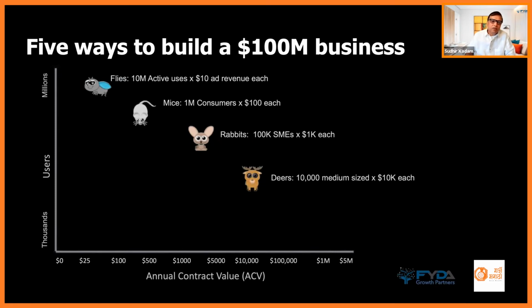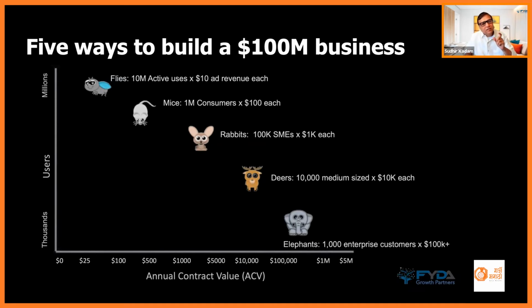It's a 10K deal size that you bring in, and you need 10,000 of them. And then finally we have the elephants. Elephants are very large. If you look at somebody like DGLI, I don't know how he is going to sell that product, but if he is doing an enterprise sale, he's going to sell it for 100, 200K. So he needs very few customers if he's going for large enterprise customers. So this is how one could build a $100 million business.